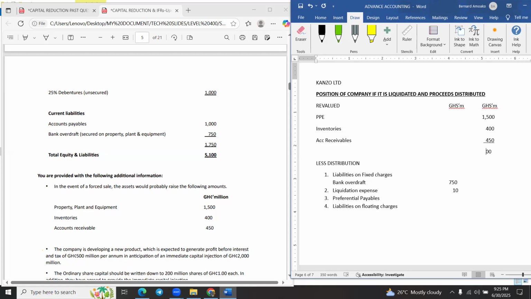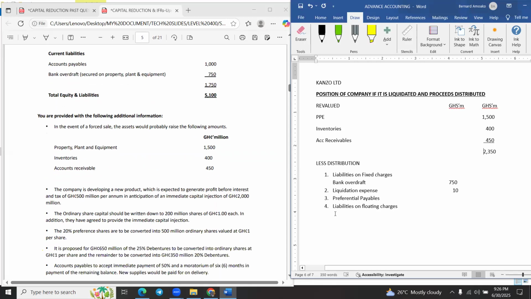So please give me the total again. 1500 plus 400 plus 450. That is 2350. So the revalued amount, I picked that of the reconstruction, leaving ours out. Because I realized that when I get to the unsecured debt, I need to find a difference.